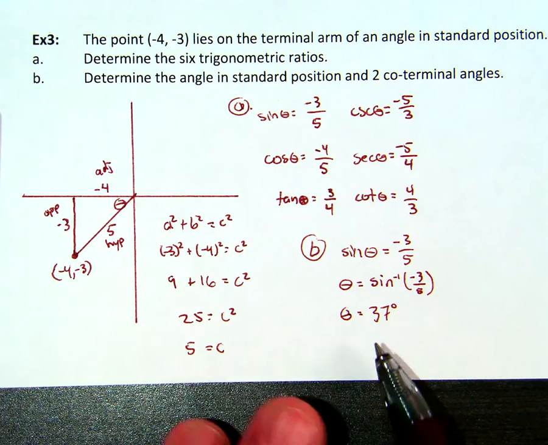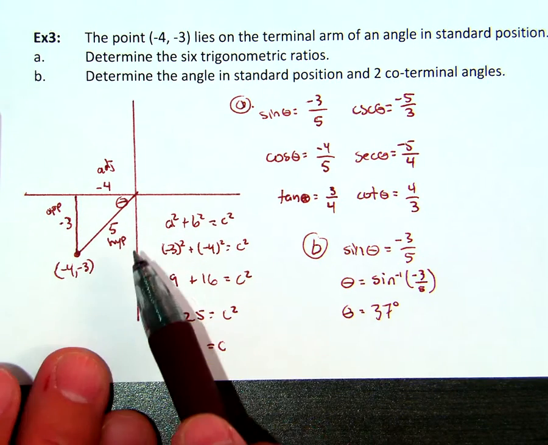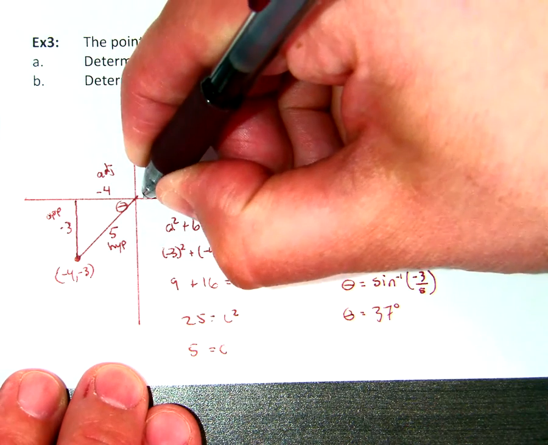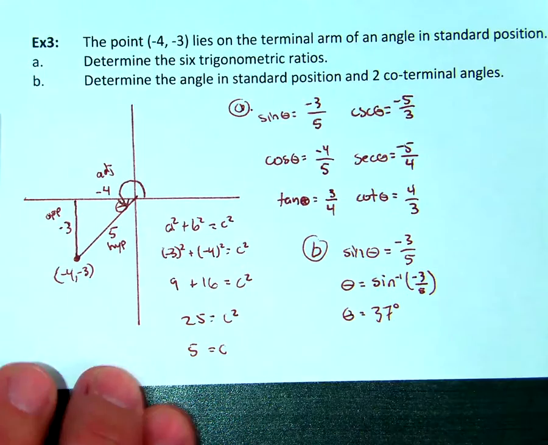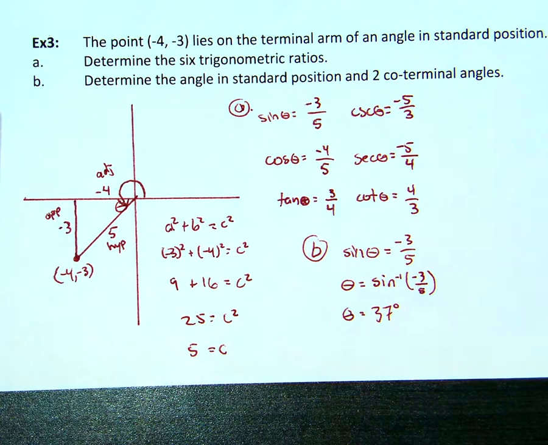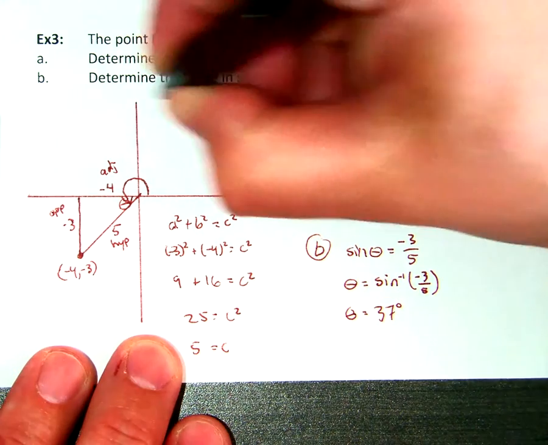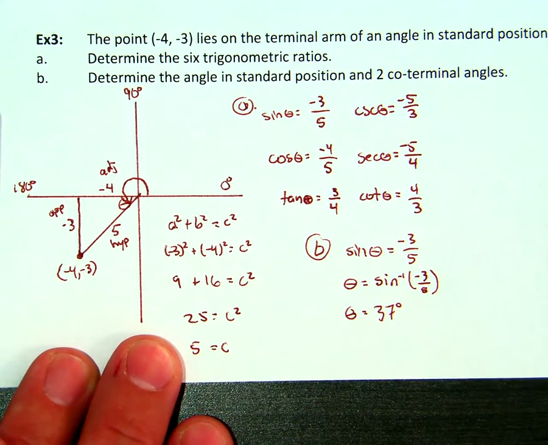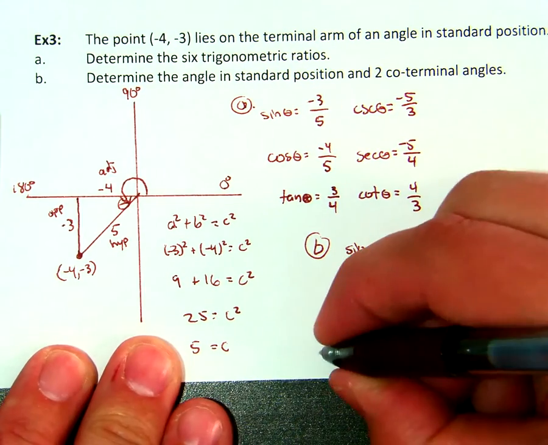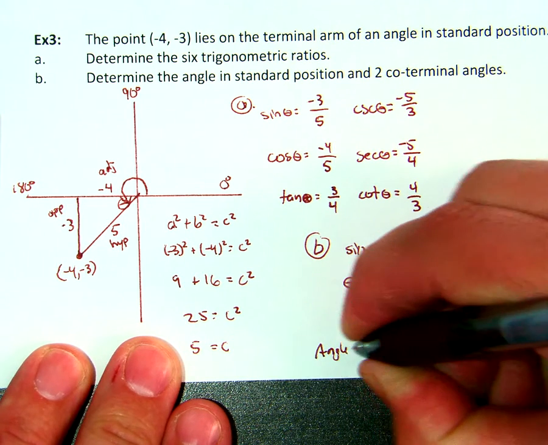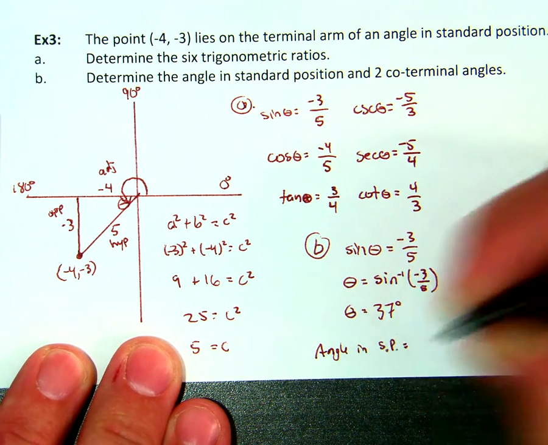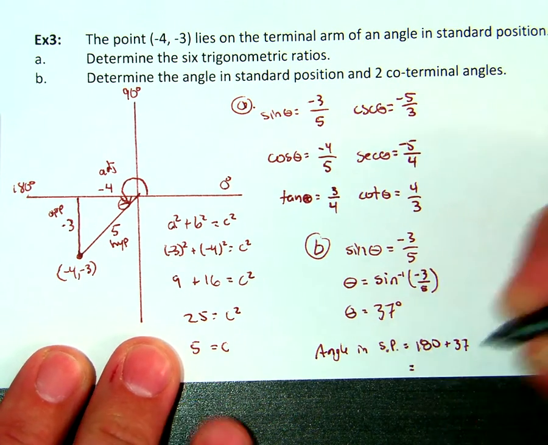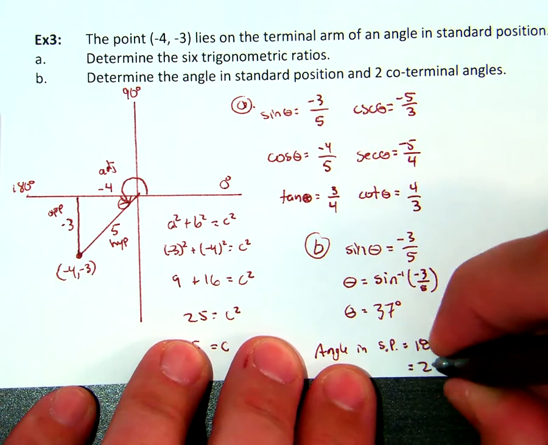So if the reference angle is 37, so this little piece here is 37, to figure out the whole thing from the initial arm all the way around to this terminal arm, I'm going to have to add 180 to it because I've got 0 degrees here, 90 degrees here, 180 degrees here. So it would just be 180 plus the 37. So angle in standard position will be equal to 180 plus 37, which would be equal to 217.